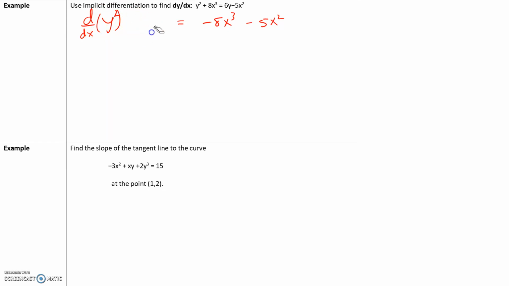I should move this over. So this is negative 6y. We take the derivative with respect to x of each term.